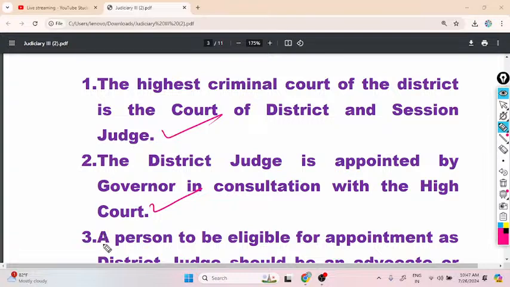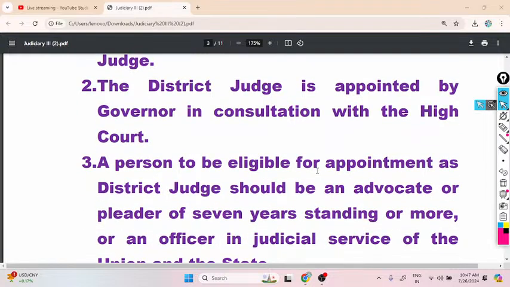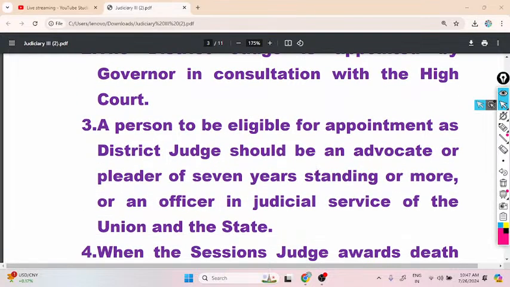Under Article 233, a person to be eligible for appointment as district judge should be an advocate or pleader for 7 years or more, or an officer in judicial service of the union and states. An officer in judicial service should not be in office at the time of appointment, but might have been an officer in judicial service of the union and states before that. So that is correct.